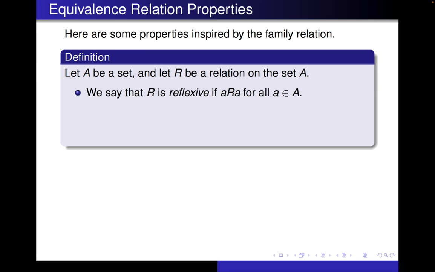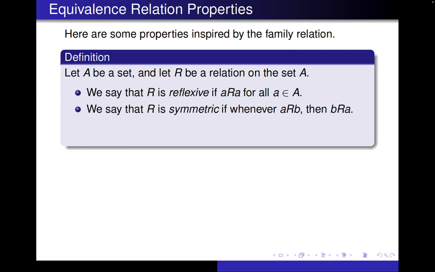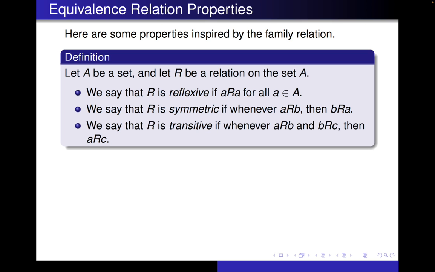We say that R is a reflexive relation if A is related to A for all A in big A. We say that R is symmetric if whenever A is related to B, then it automatically follows that B is related to A. And we say that R is transitive if whenever A is related to B and B is related to C, then it follows that A is related to C.